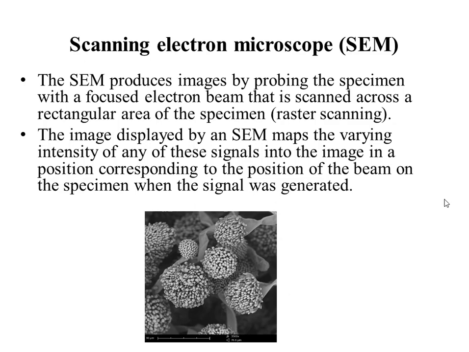Scanning electron microscopy produces images by probing the specimen with a focused electron beam that is scanned across a rectangular area of the specimen. Raster scanning. The image displayed by SEM maps the varying intensity of any of the signals into the image in a position corresponding to the position of the beam on the specimen when the signal was generated.